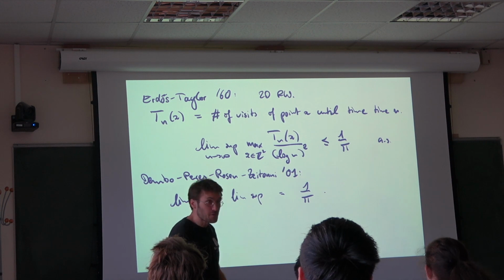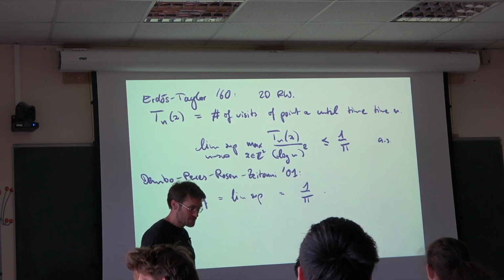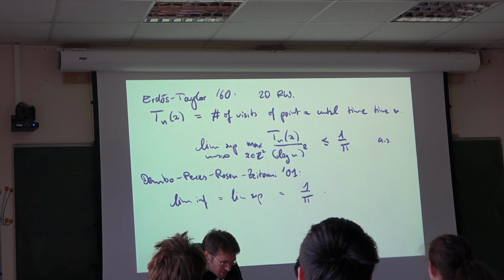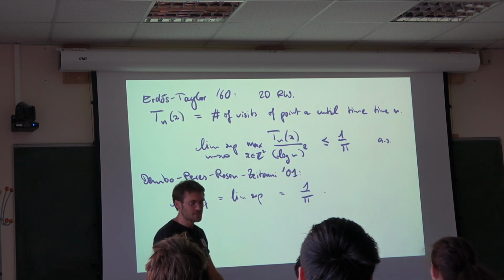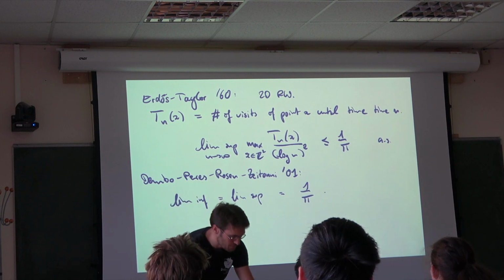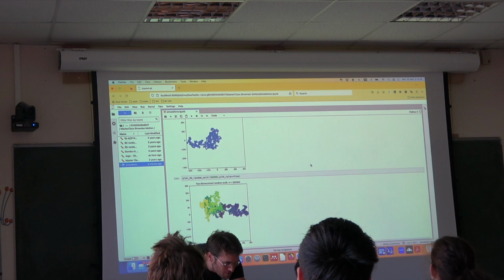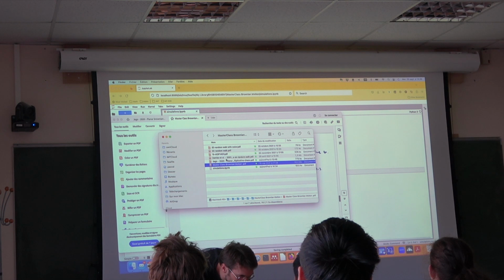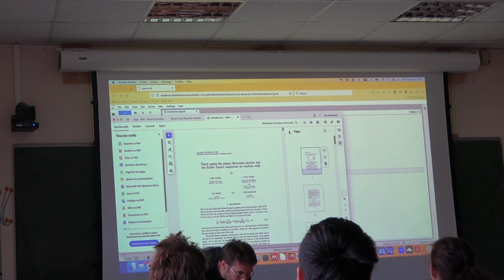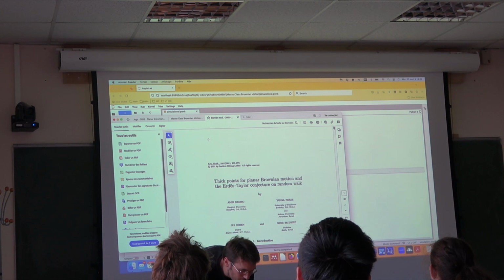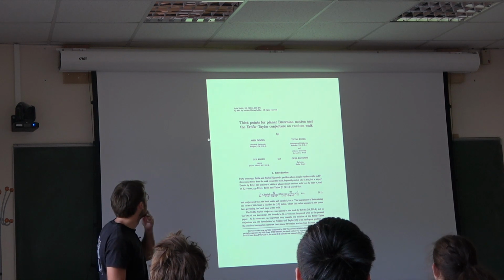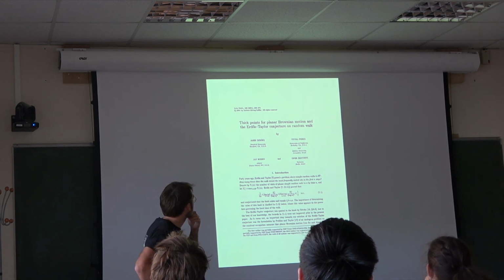And then for 40 years, nobody improved on that result, and then there was this landmark paper by Dembo, Peres, Rosen, and Zeitouni in 2001, where they showed that actually 1 over pi is the limit, so the lim inf equals the lim sup equals 1 over pi. I want to just show you the first 2 pages of this paper. It's published in a very prestigious journal called Acta Mathematica: Thick points for planar Brownian motion and the Erdős-Taylor conjecture on the random walk.